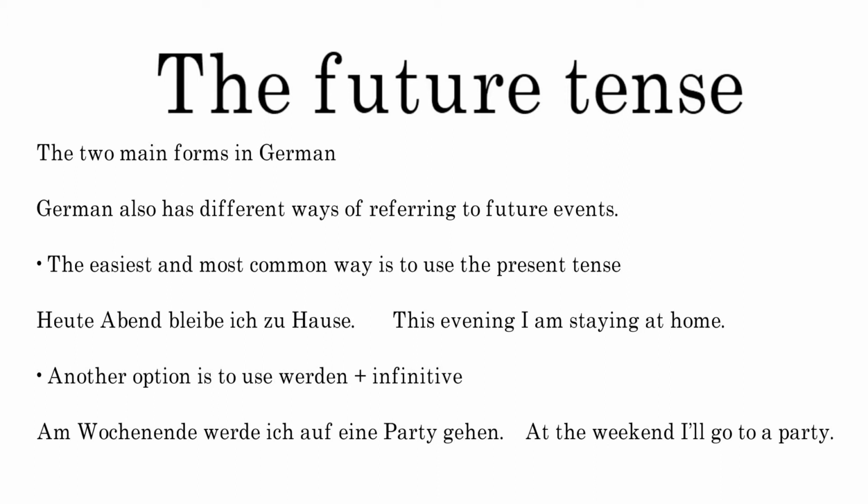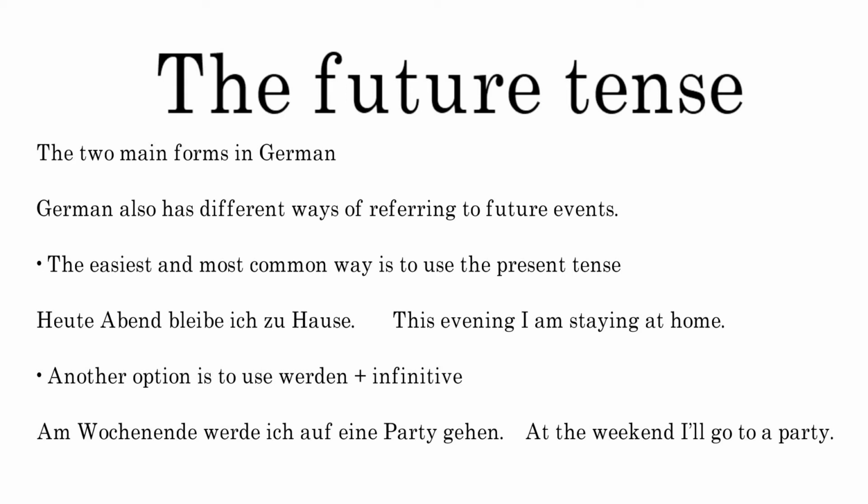Heute Abend bleibe ich zu Hause. This evening I am staying at home. So the first thing is that we have date and time words like evening, Sunday, Monday, there are some special time words which we can use for the future tense. So we don't need the form of werden then. Directly we can say, this evening I am staying at home. So, heute Abend bleibe ich zu Hause.